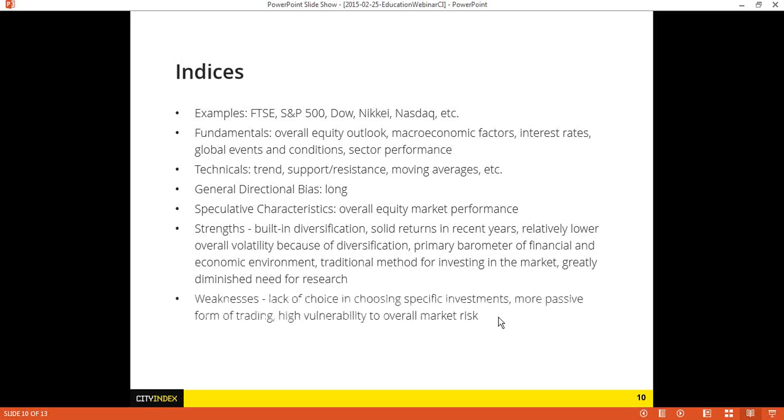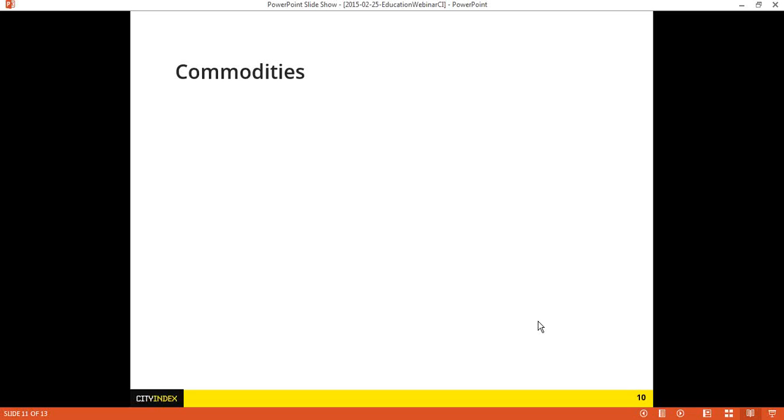Weaknesses: lack of choice in choosing specific investments. Also, there's only a handful of indices that you could trade. Okay, that could be a good thing or a bad thing. It's a more passive form of trading, and it has high vulnerability to overall market risk. Okay, commodities. Examples: gold, silver, crude oil, natural gas, etc.